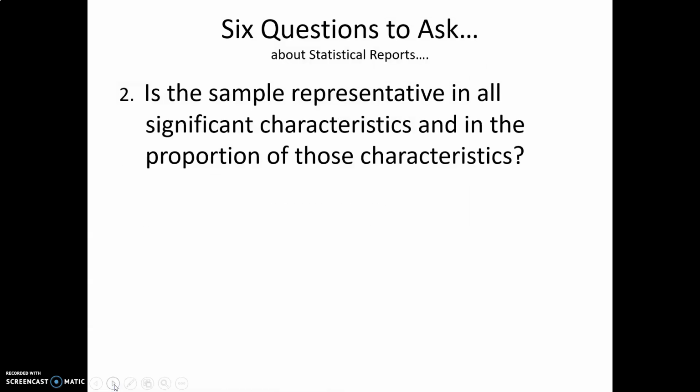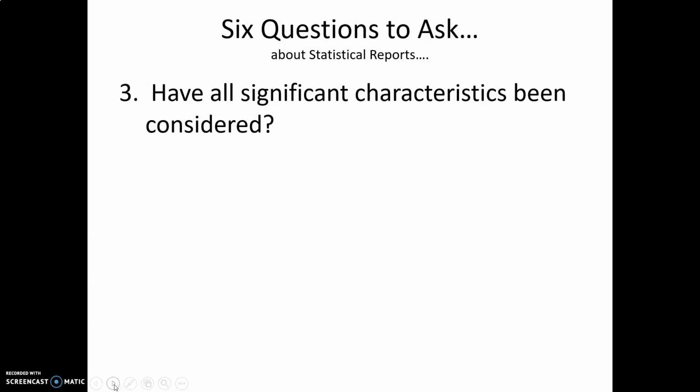Is the sample representative in all significant characteristics and in proportion to those characteristics? Are you representing everybody that would be in your study that has the characteristic which you are studying? Have all of the significant characteristics been considered? Meaning, have you vetted the people that you are studying? Have you been careful to ensure that you have all of the characteristics in line?